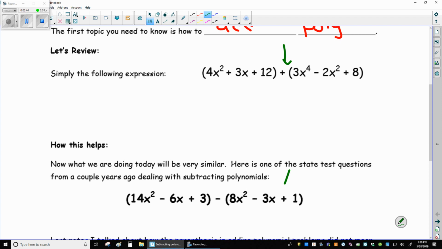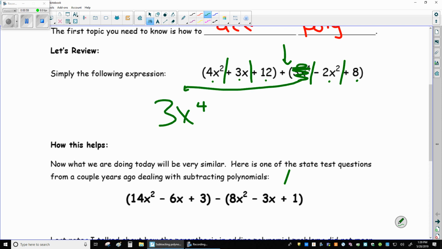So yesterday I told you guys to draw some lines down to separate your terms, and put the biggest one first. So out of all those, what's your biggest degree? Obviously x to the fourth, and these three x to the fourths are the only one, so I'm going to put that first. Then after that we're going to put some x squareds. So how many x squareds do you guys see between these 4 and these negative 2? Well, obviously there's more positives by 2, so I'm going to put plus 2x squared. Next is plus 3x. And last but not least, a 12 and an 8 make plus 20.